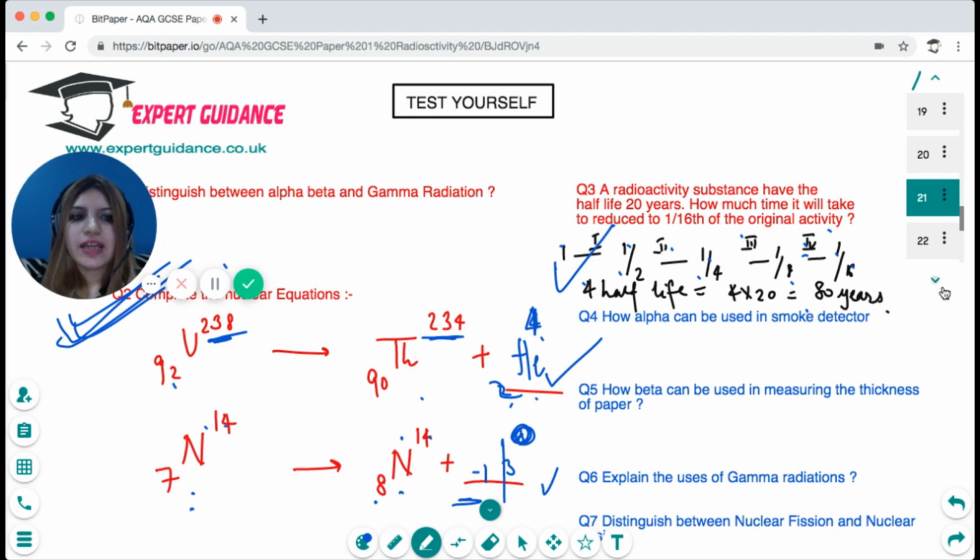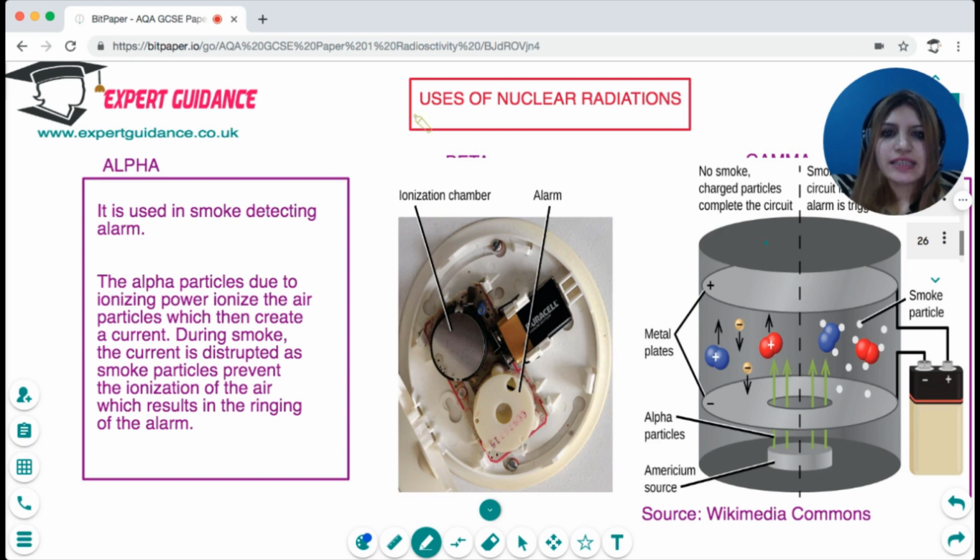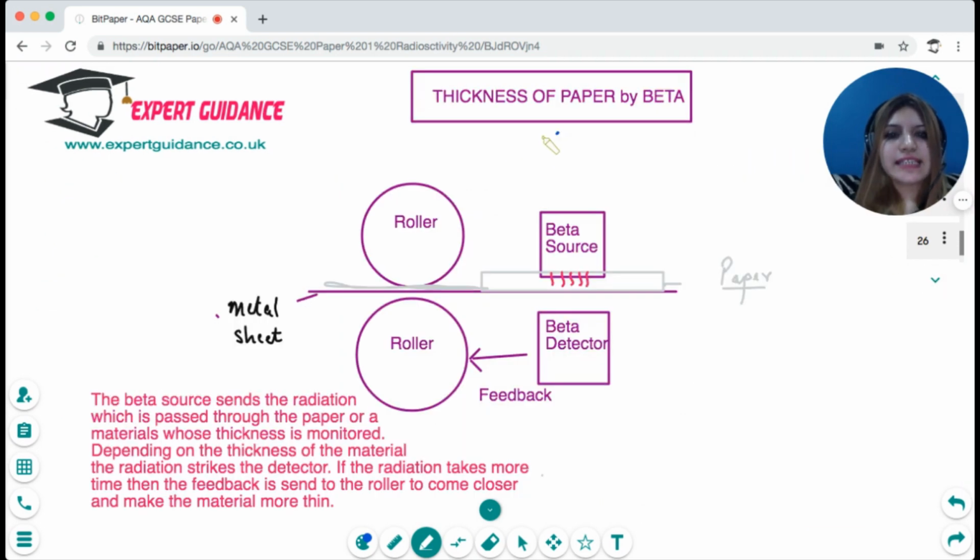Okay. Now for distinguish between alpha, beta, and gamma, this is the difference. We have already discussed them in the slides, so you can go back and read that there. But make sure you remember all these differences. They are very, very important. Next is the use of alpha in smoke detecting. We have already discussed this, how the ionizing power of the alpha makes it useful to be used in a smoke detecting alarm.